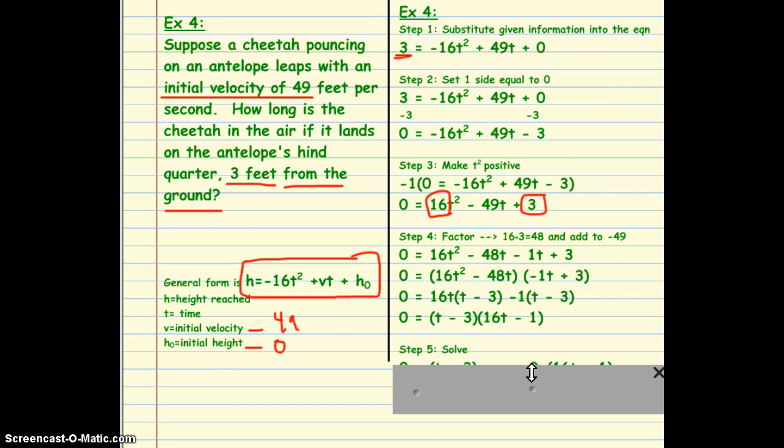And our final step is to solve. And since we have one side equal to 0, we take each set of parentheses, set it equal to 0. So 0 equals t minus 3. Add 3 to both sides. And we get t equals 3 seconds. Or, we take the 16t minus 1. We're going to add 1 and then divide by 16 because that's with the t. So it's going to be 1/16. So it either takes the cheetah 3 seconds or it takes 1/16 of a second to pounce on an antelope.